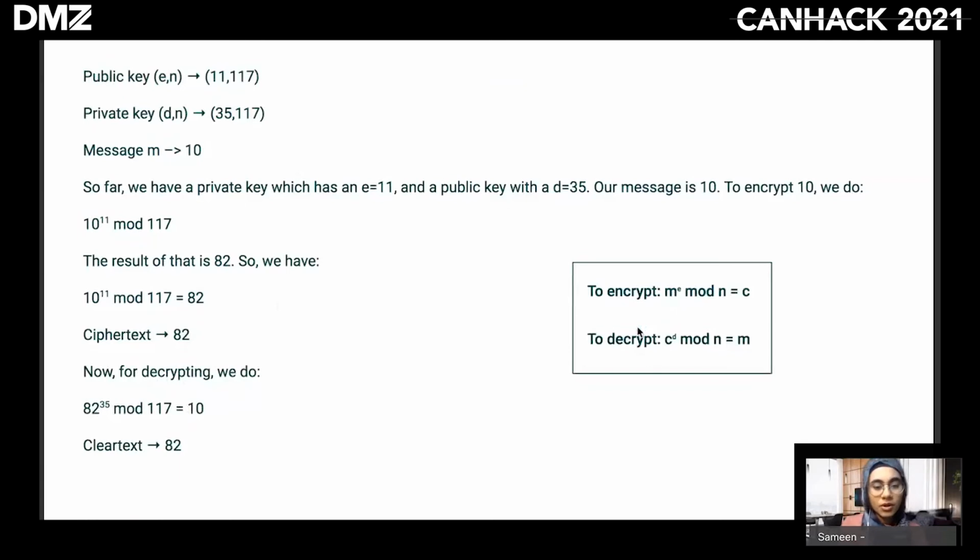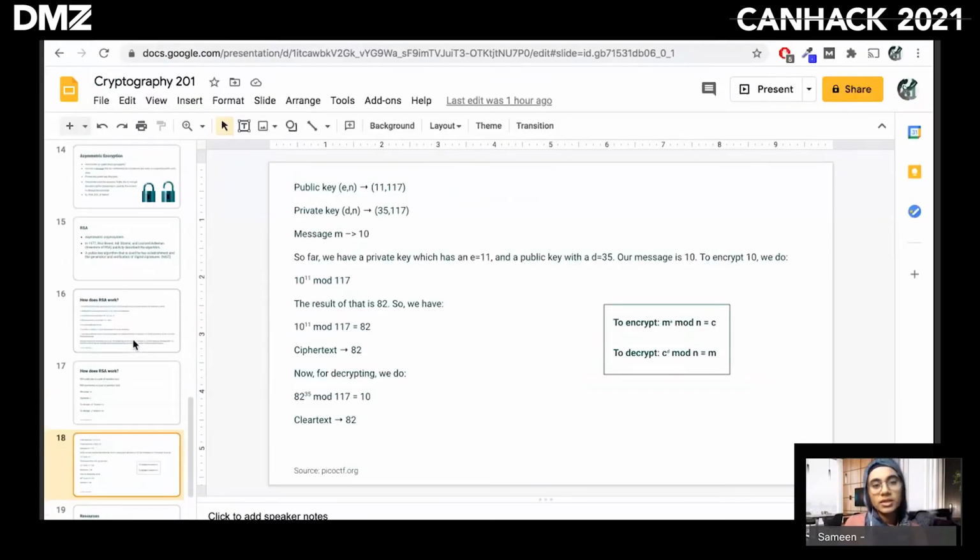Now that we know this and we know how RSA works, we're going to solve one of the trickier challenges.